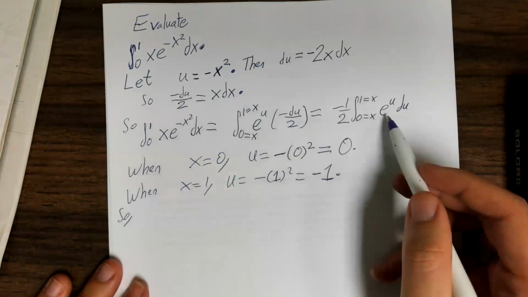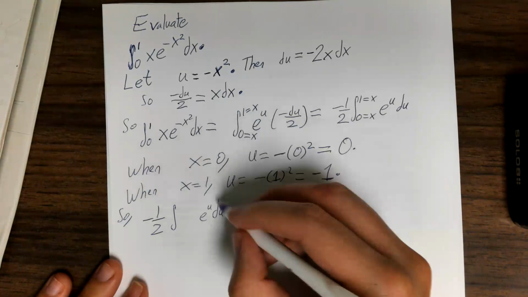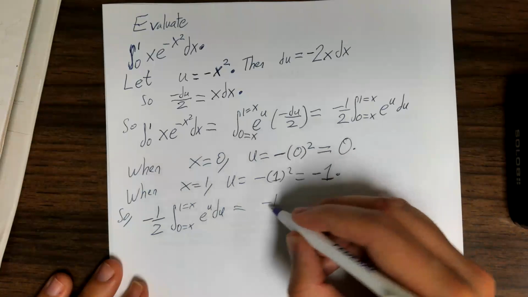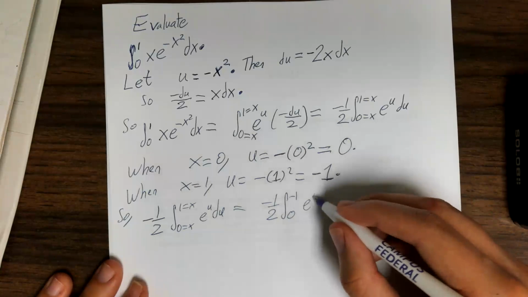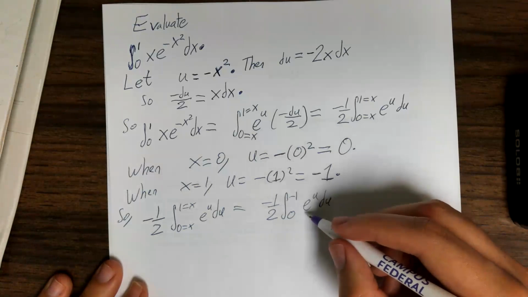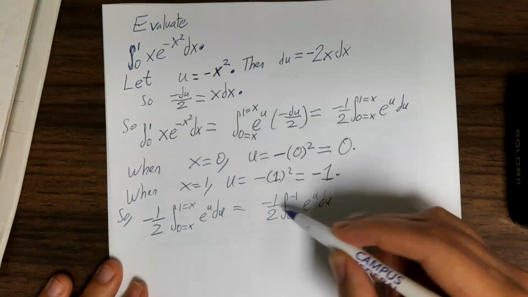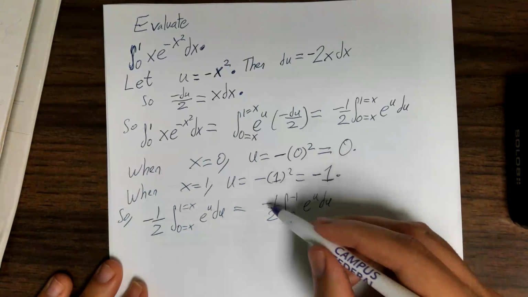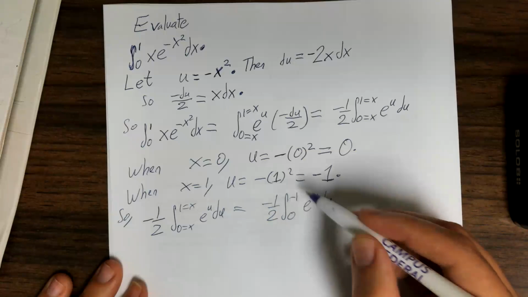So continuing from this integral, negative 1/2 the integral of e to the u du, with our limits of integration with respect to x, is now the integral from 0 to negative 1 of e to the u du. Now we have two options. One is that I can just take the integral, evaluate, and then multiply by this negative 1/2 later. Or I can recognize that I have a negative here, and I want to rearrange these limits of integration.